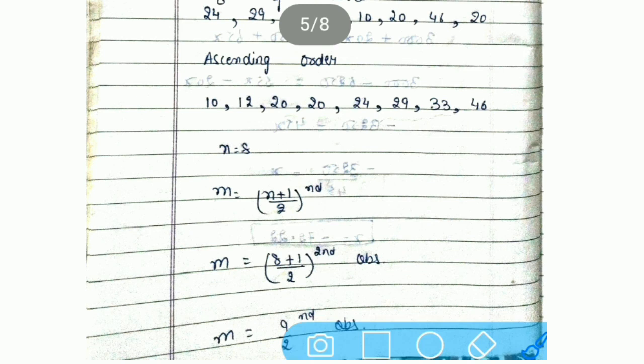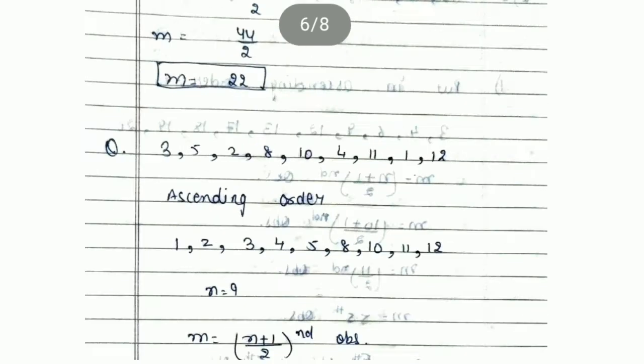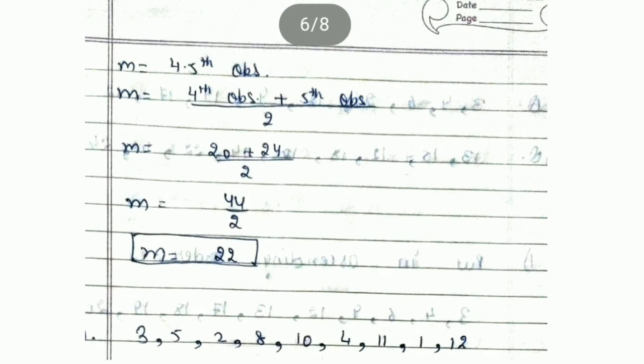Median equals to (n plus 1) divided by 2 observation. n is 8. So put over here in formula (8 plus 1) divided by 2 observation. So 8 plus 1, that is 9. 9 divided by 2 observation. So next we are going to get what? हमें मिलेगा यहाँ पे 4.5th observation.